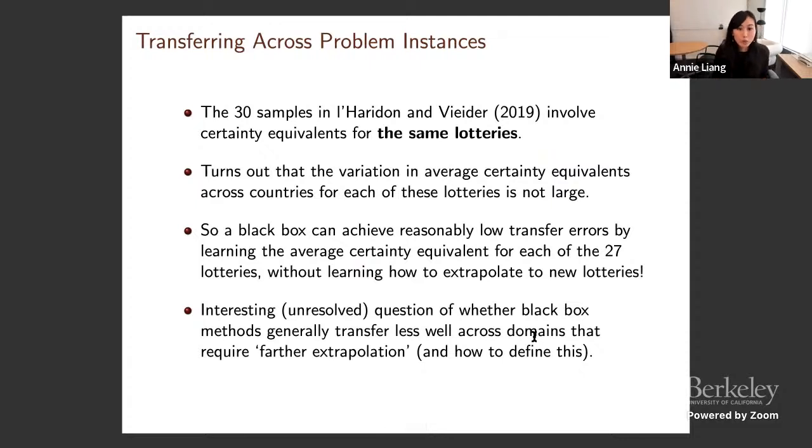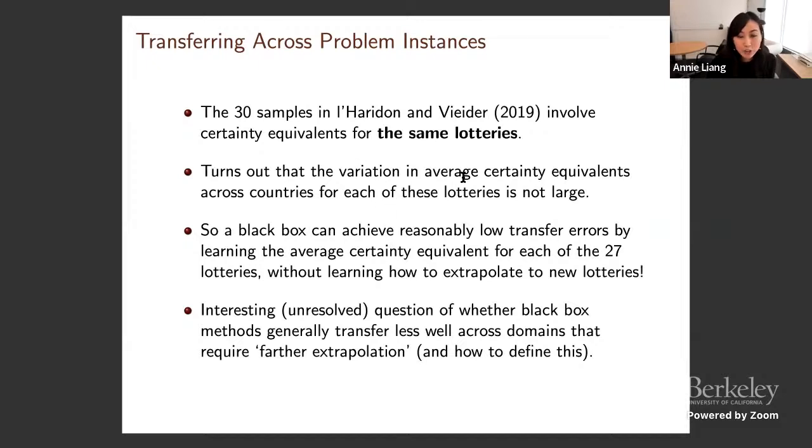It turns out that the 30 samples in this paper involve certainty equivalents that are reported for the same lotteries. So what the authors did is they went to 30 different countries. They were asking different people the same questions, which is, what are your reported certainty equivalents for this list of lotteries? That list didn't vary across samples in this paper. It did vary across different papers.